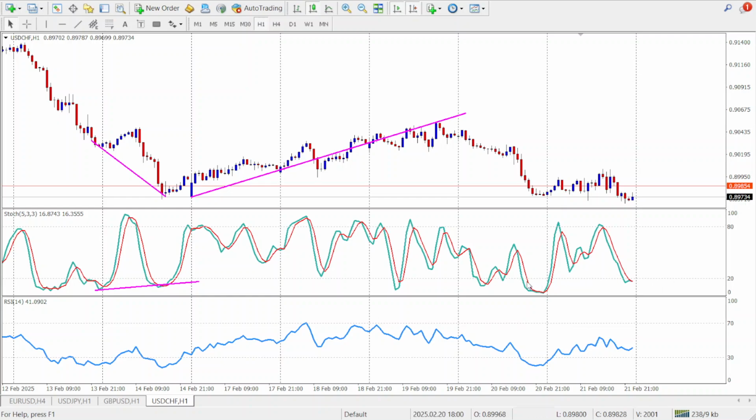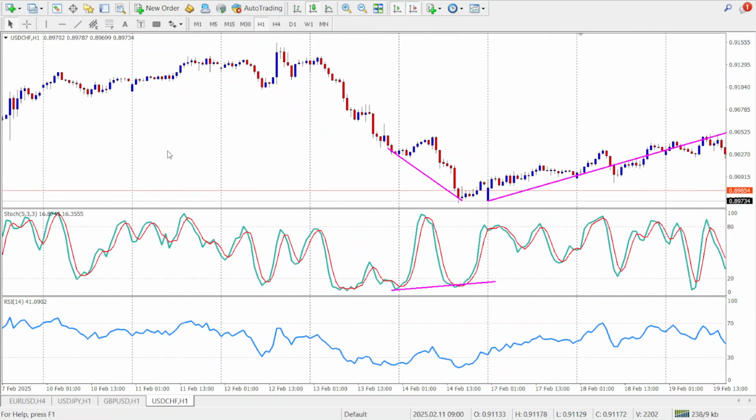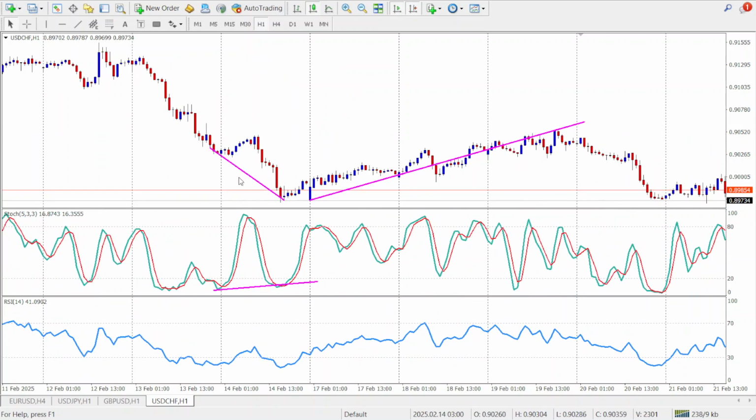Okay, we've talked about that in previous videos. You may want to check that out. But basically, the regular divergence happens when the price is making maybe a higher high while the stochastic is making a lower high, or when the price is making a lower low and the stochastic is making a higher low. All right, so that signals weakening momentum and a potential reversal to the opposite side.